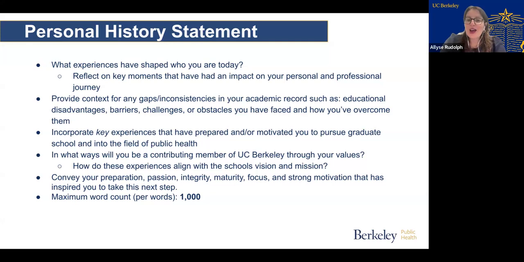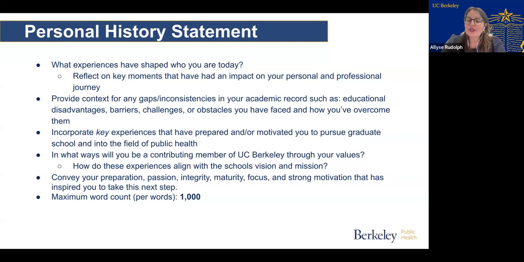And then how would you be a contributing member to the UC Berkeley community through your values? So you can talk about that as well, if it's something that you connected with from our mission or our vision, things like that, you're welcome to talk about as well.